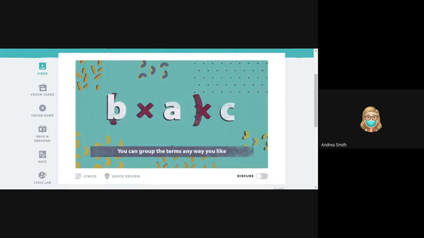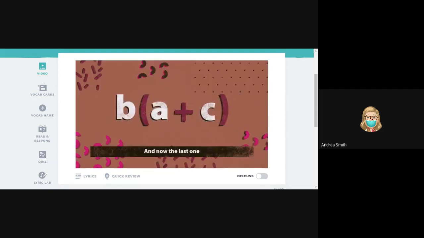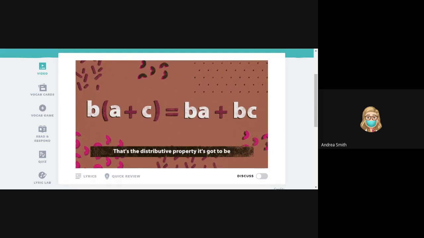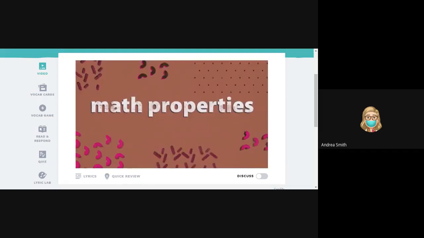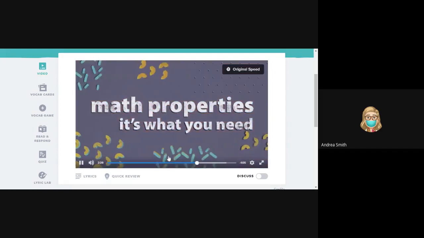Associative, you could group the terms any way you like. And now the last one, when you multiply a sum, you gotta break it up. That's distributive property, it's gotta be commutative, associative, distributive, all three math properties. It's what you need.